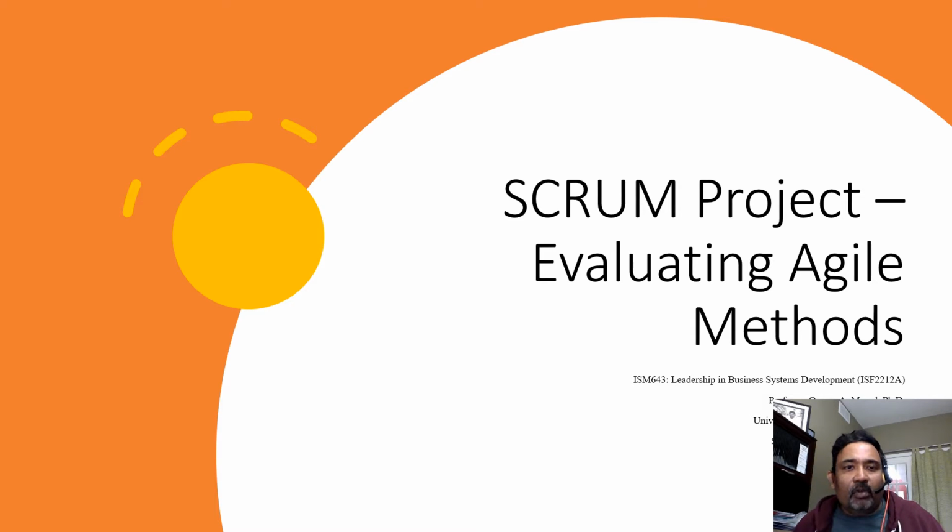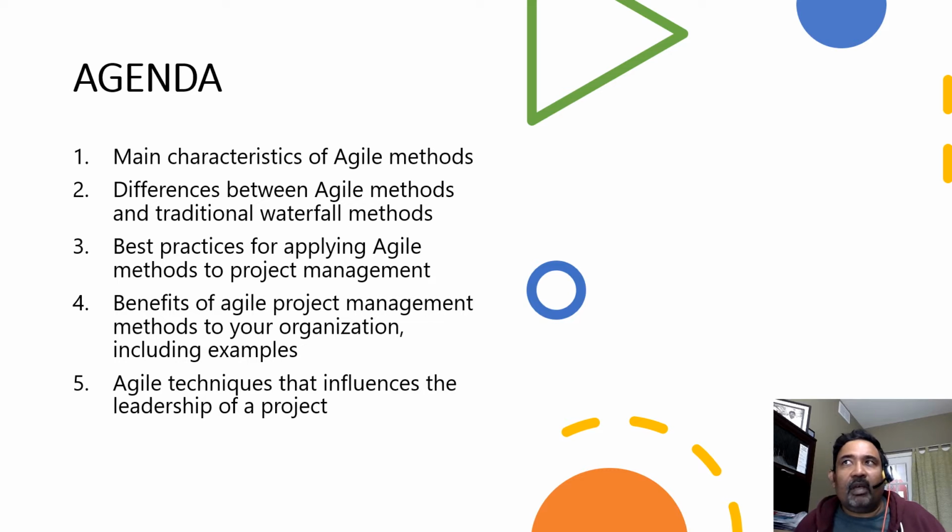With that, let me walk you through the agenda for today's presentation. To begin with, we want to talk about the main characteristics of Agile projects, the different methodologies that we use under Agile, and the differences between Agile and the traditional waterfall methodologies. We will also explore the best practices of applying Agile methods in project management. We will also go through some benefits, personally, what I have seen in Agile project management in my organization, and I will give you some examples to substantiate that as well. And finally, the Agile techniques that influence my leadership as a project manager.